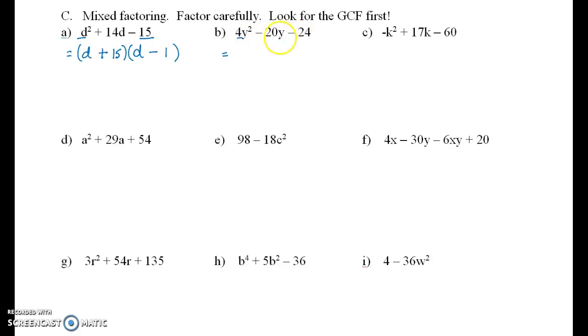Question B is not a simple trinomial right away because the leading coefficient on the y squared is a 4. However, looking at the three numbers, you realize you can factor a 4 out of all three of the terms. Y squared minus 5y minus 6. Now we're looking at the factors of 6 that are going to subtract to give 5. Now, a lot of the times you think right away 3 and 2, but they're not going to subtract to give 5.